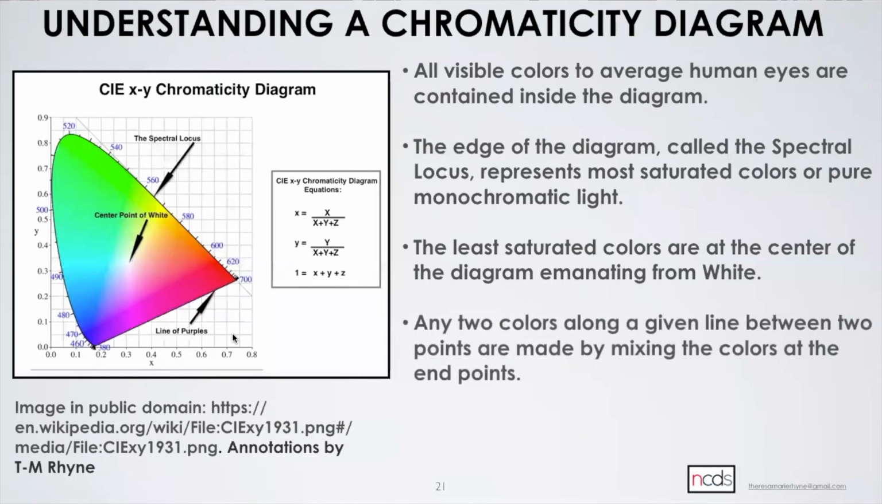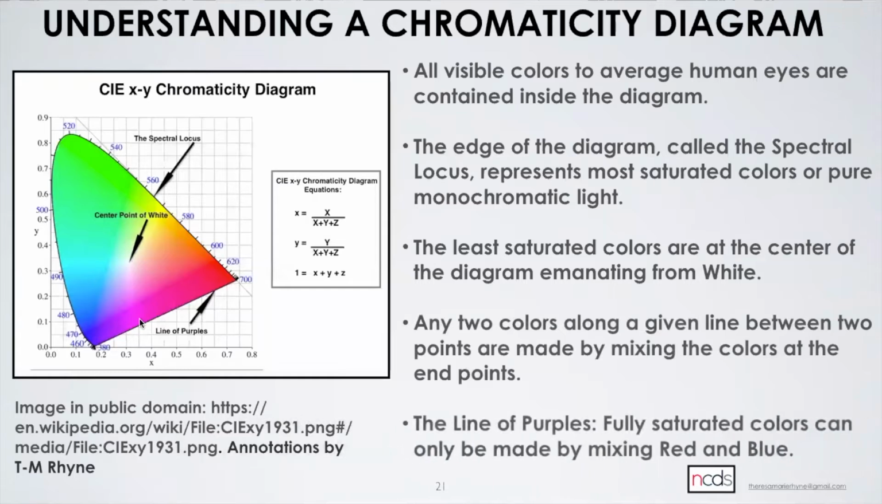Any two colors along a given line between two points are made by mixing the colors. So I'm going to use this line. It's actually called the line of purples. Between here and here, if I pick this point, you're doing a combination that mixes this to produce magenta. So it's saying blue and red together will get us a magenta combination. This is called the line of purples, by the way. It's a specialized line.